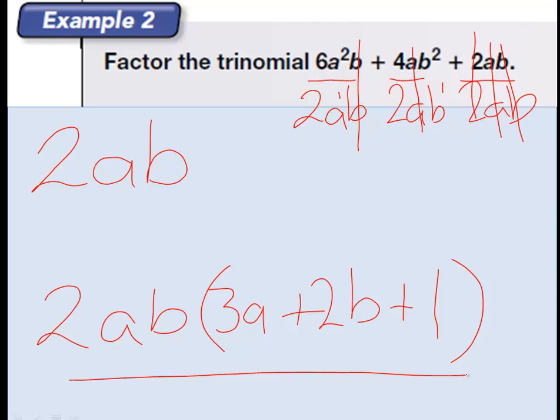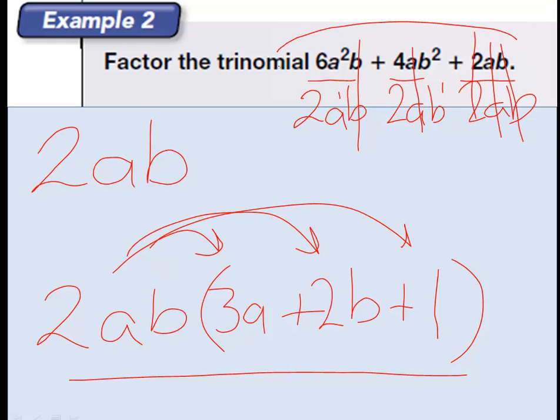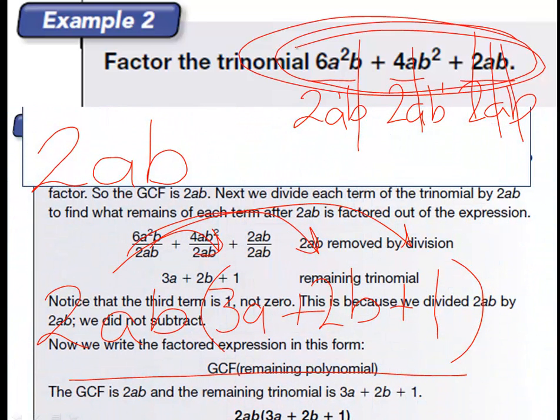And if we were to multiply these back out again, it would take us right back to this problem right here. All right, so we're factoring it out. So the greatest common factor of that trinomial is 2ab. When we factor it out, that's what is left. All right, I hope that makes some sense.